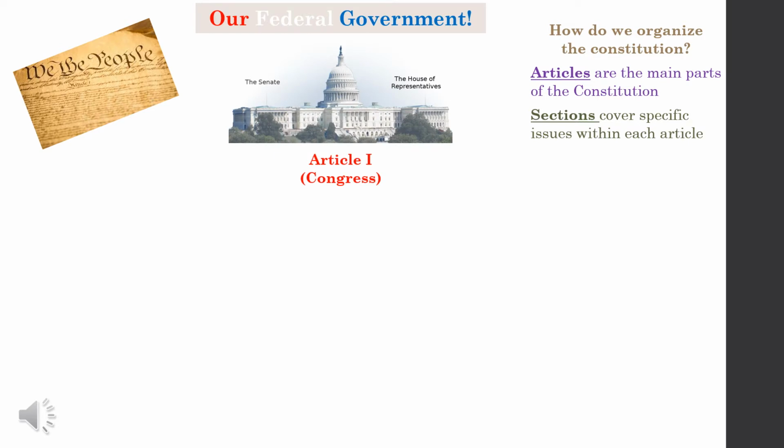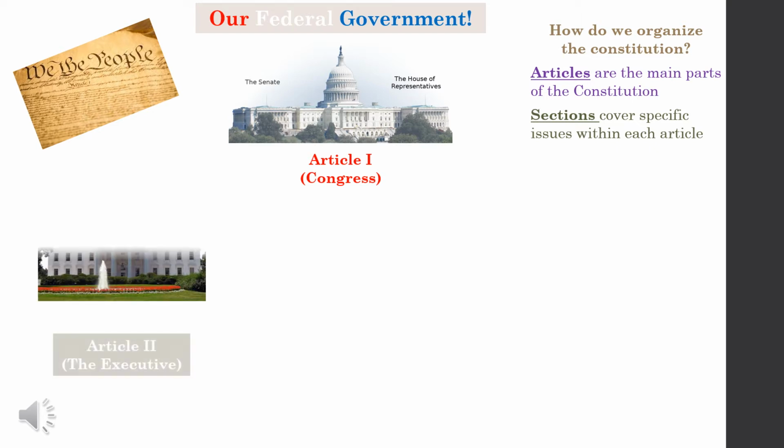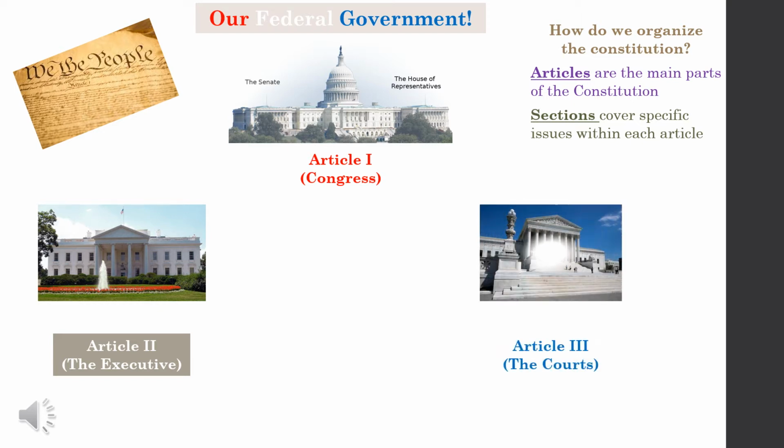That is the United States House of Representatives and the United States Senate. These are the people who make the laws. Then we have Article 2, that's the executive or the President of the United States of America. That's the person who enforces the laws. And then we have Article 3, that's the courts. Those are the people who interpret the laws.